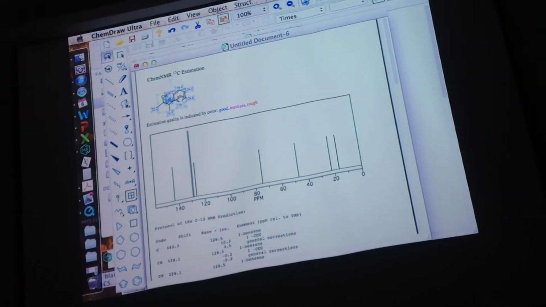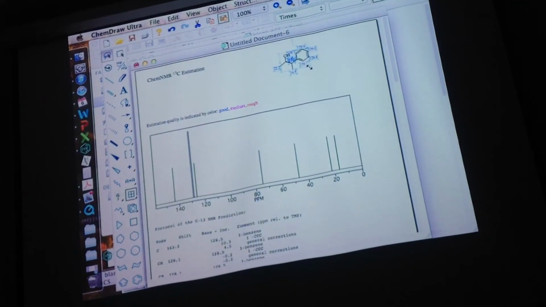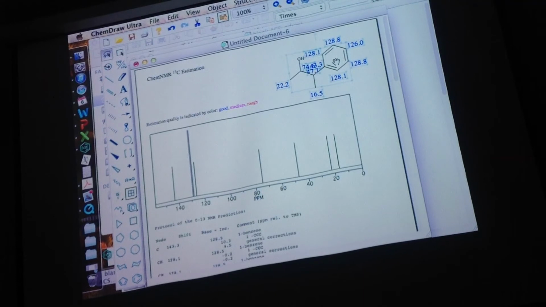Is ChemDraw better at going from name to structure than from structure to name? Yes. Yeah, structure to name, it tends to get things goofy sometimes.